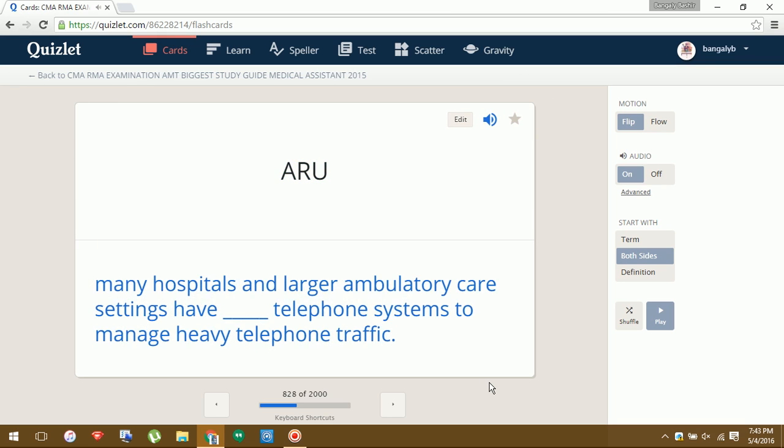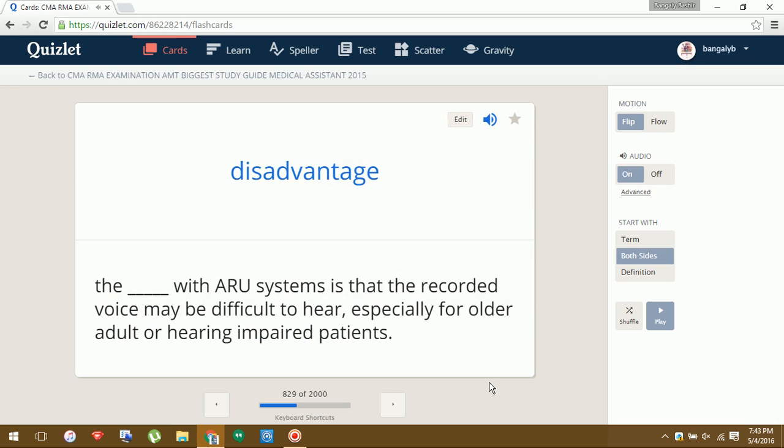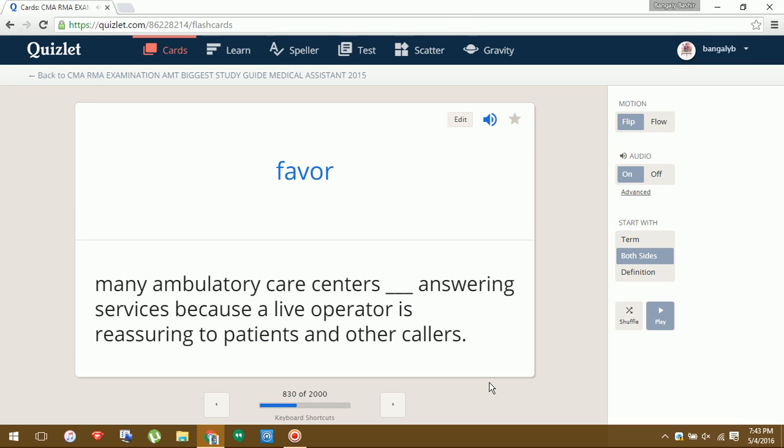ARU. Many hospitals and larger ambulatory care settings have automated response unit telephone systems to manage heavy telephone traffic. Disadvantage. The disadvantage with ARU systems is that the recorded voice may be difficult to hear, especially for older adults or hearing impaired patients. Favor. Many ambulatory care centers favor answering services because a live operator is reassuring to patients and other callers.